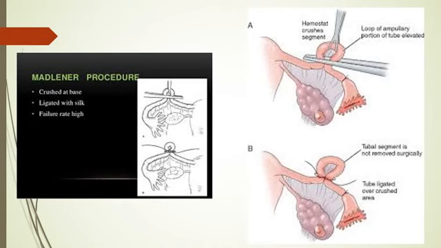Then there is the Madlener method. This was one of the first methods which was employed. Here the loop is formed and it is crushed, and at that point the suture is tied, and this loop is not cut. This procedure has had quite a high failure rate. That's why this has been abandoned, and the Pomeroy's method has become popular.